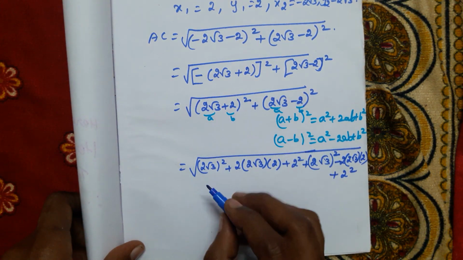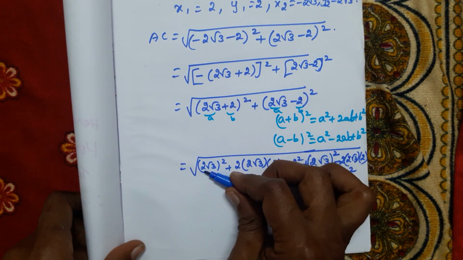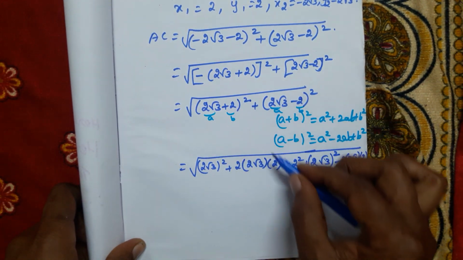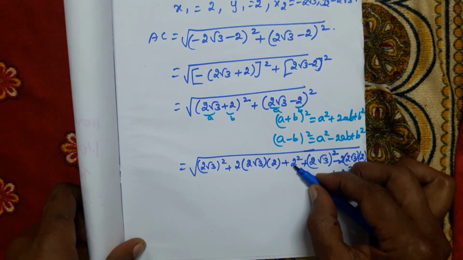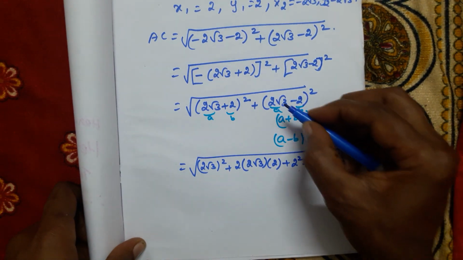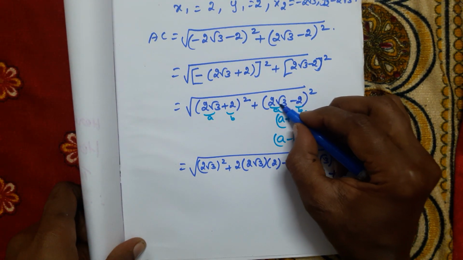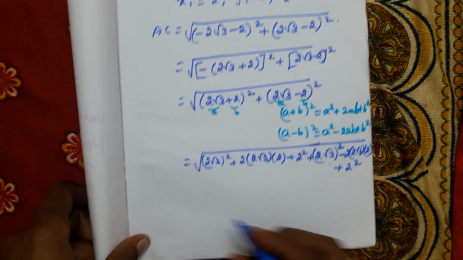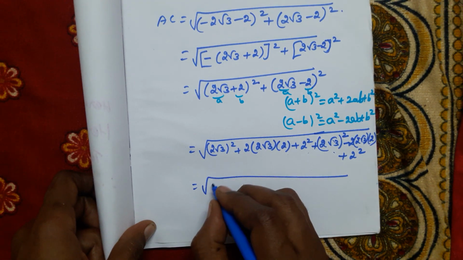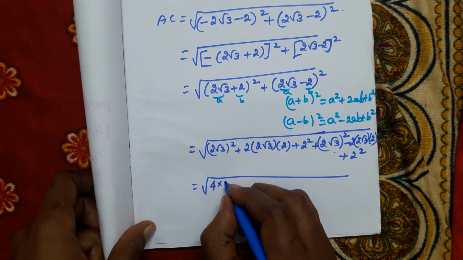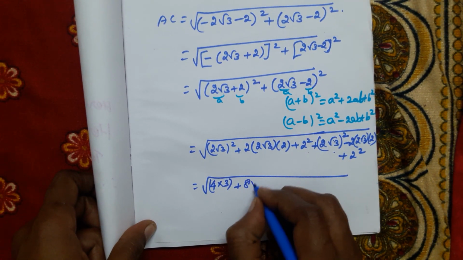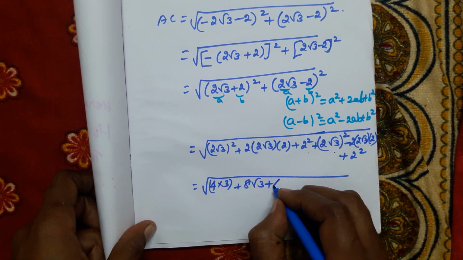Okay, it is a plus b the whole square formula: a square, 2 root 3 the whole square, plus 2ab means 2 into 2 root 3 into 2, plus b square, 2 square. Next again here a minus b the whole square formula: 2 root 3 the whole square minus 2 into ab, 2 root 3 into 2, plus 2 square. It's equal to, 2 square is equal to 4. Root 3 the whole square is 3. 4 into 3 plus here 2 2s are 4, 4 2s are 8 root 3, plus 2 square is 4.